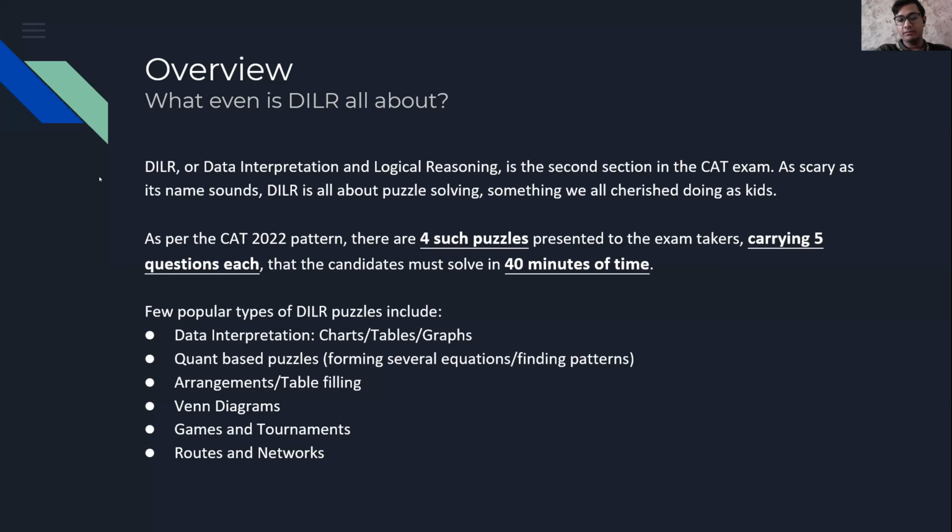In CAT 22, there were 4 puzzles of 5 questions each. Earlier, in the previous 2 years, there were 4 sets, of which 2 sets had 6 questions each and 2 sets had 4 questions each. So there was a preconceived notion that the sets with 4 questions were comparatively easier than the sets with 6 questions. A lot of aspirants went in with the mindset that they would target those sets and try to get them all correct, and then maybe clear the cutoff or score a good percentile and clear the section.